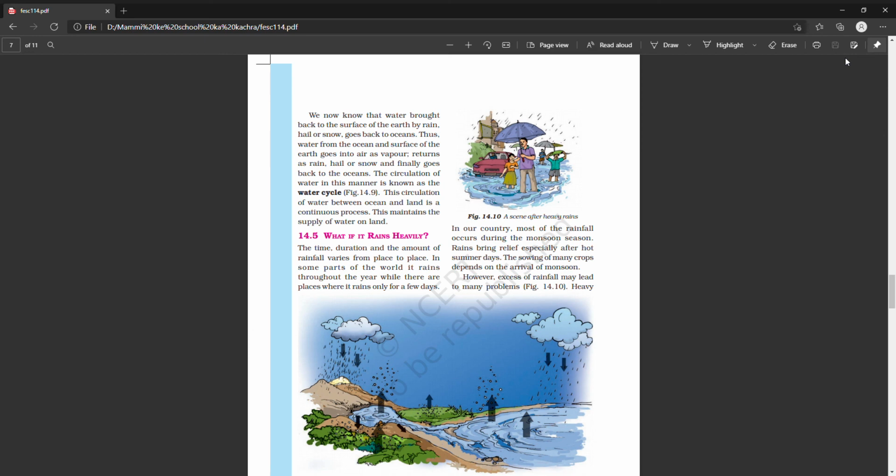This circulation of water in this manner is known as the water cycle. This circulation of water between ocean and land is a continuous process. This maintains the supply of water on land.